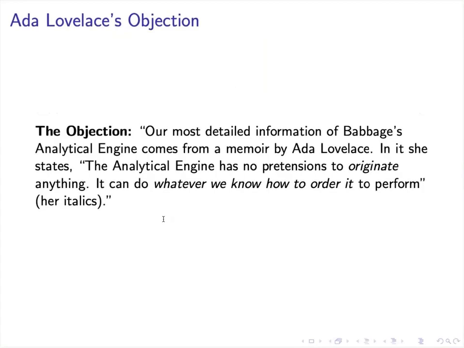Then we have what is known as the Ada Lovelace objection. Ada Lovelace, again, the first programmer in history, says in one of her notebooks that the analytical engine, which was the machine that Babbage was building, has no pretensions to originate anything. So it's not really creating anything new. It can do whatever we know how to order it to perform. So we are the masters, and the machine is our slave, and we command it to do some stuff that we order it to perform. But it can't really originate anything.